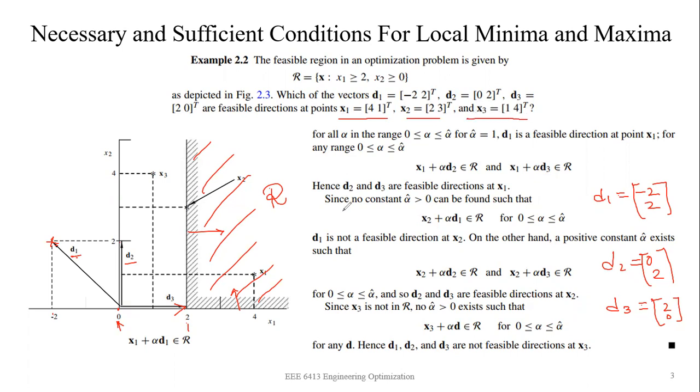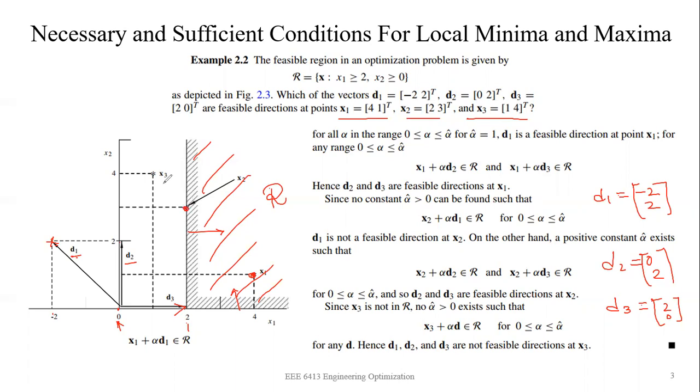So what you have to do is whether these directions are feasible for these points or not. This is what you have to figure out. Our next target is to figure out the points. So X1 is basically (4, 1), so this is where we have it. Then X2 is (2, 3).